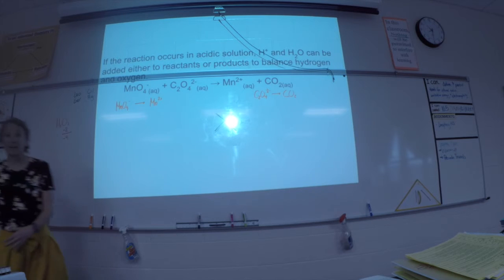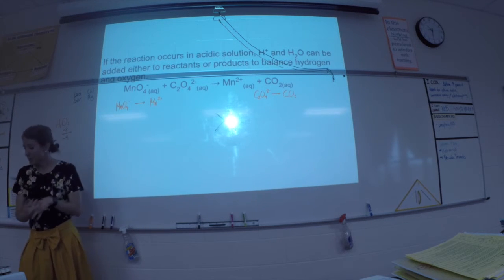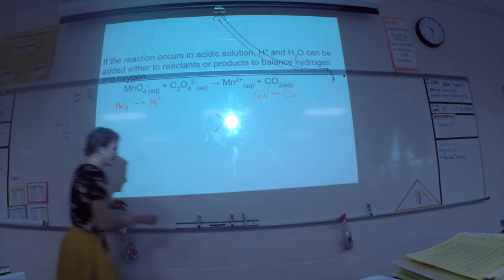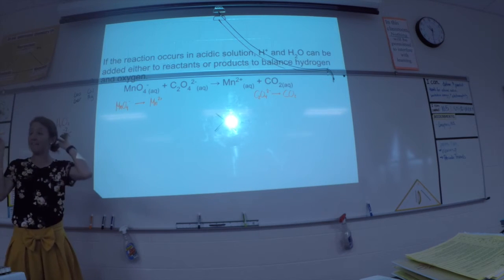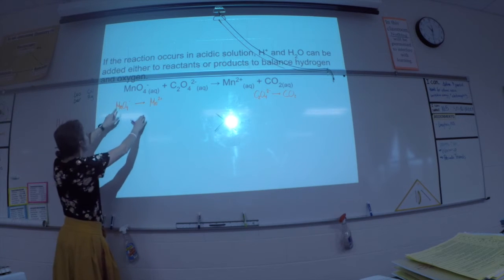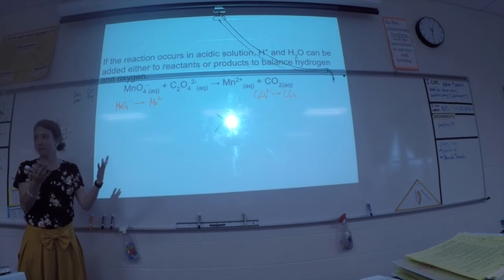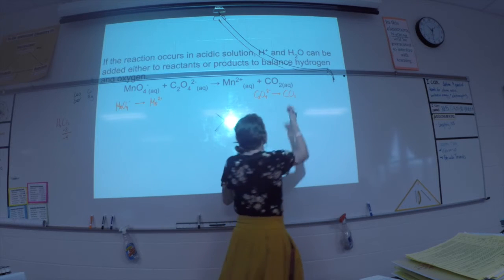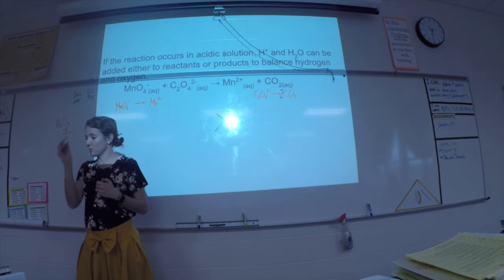Balance each half reaction. Okay, so now we're going to balance each half reaction separately, and then we'll bring them back together. So 2A says what? Balance elements other than H and O. Okay, so we're going to look at everything besides hydrogen and oxygen and balance those first. So in this equation, there's 1 Mn, good, balanced. This one, we have 2 carbons. So I need to put a 2, so I'm doing this step in pink. So 2A is in pink.